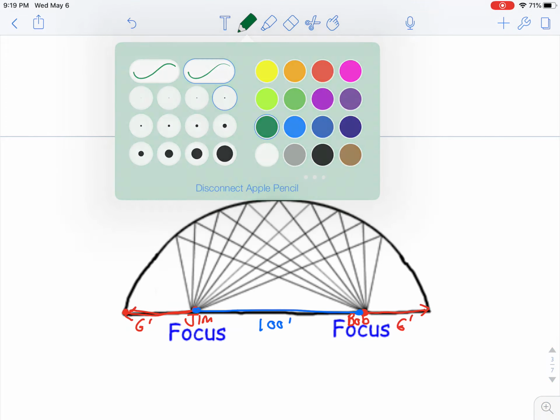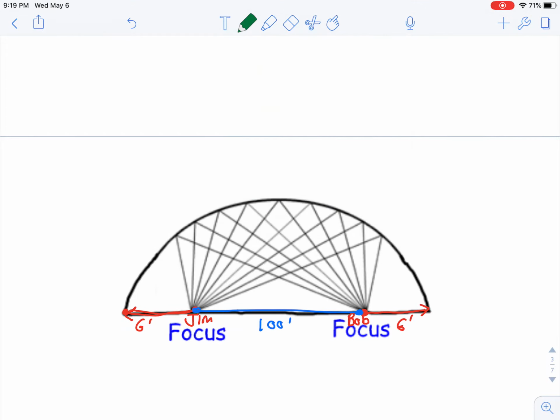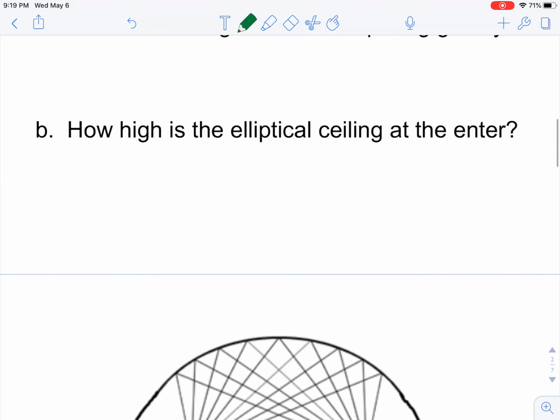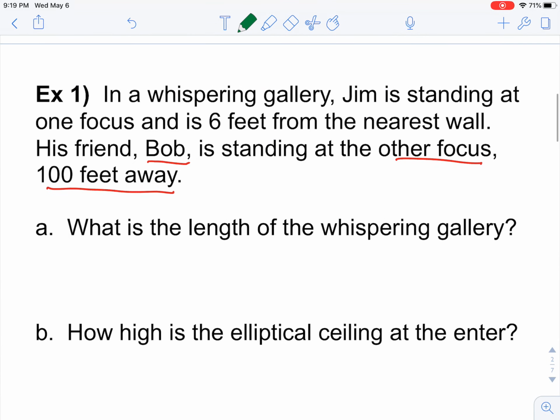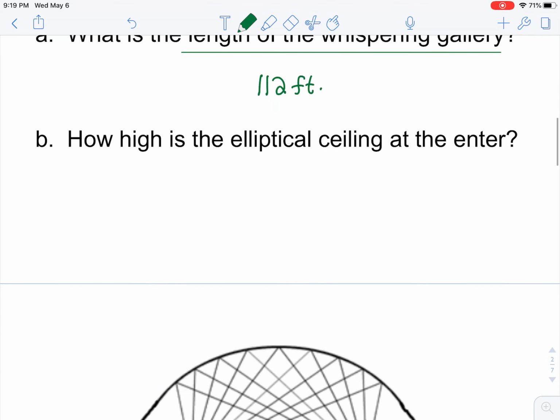So if we wanted to look at the full width of this elliptical whispering gallery, or this room, from one end of the room, from one wall all the way to the other wall, would have to be 100 feet plus 6 feet plus another 6 feet. In other words, 112 feet. And the first question we're asked is, what is the length of the whispering gallery from one wall to the other? There's that 112 feet.